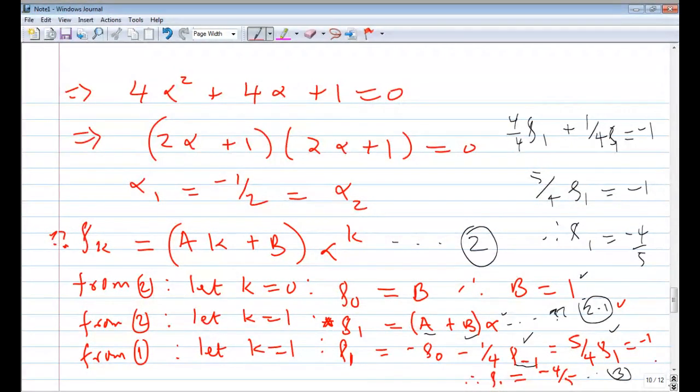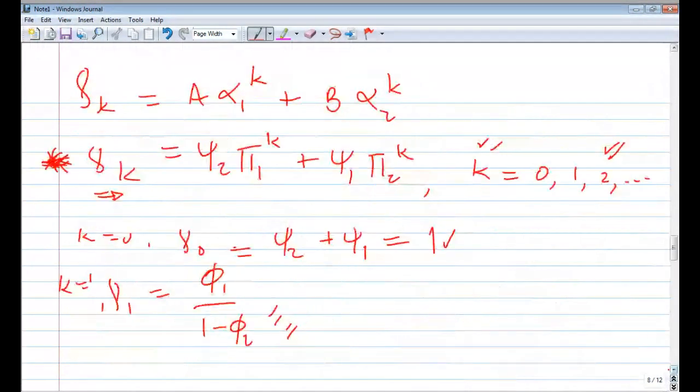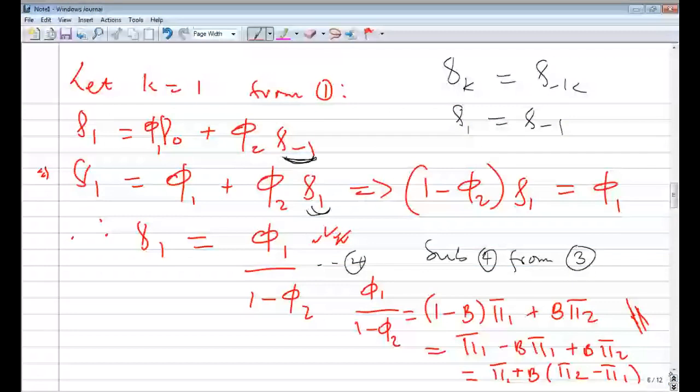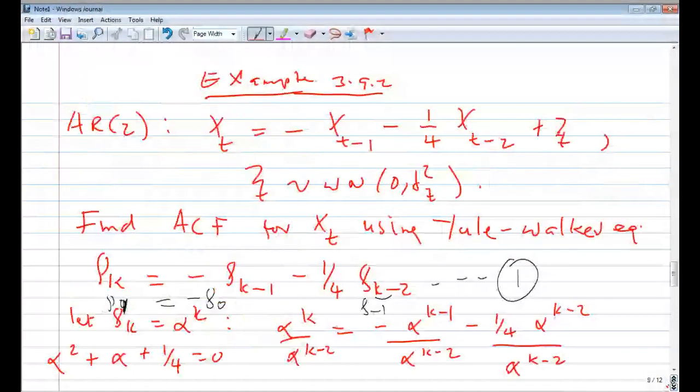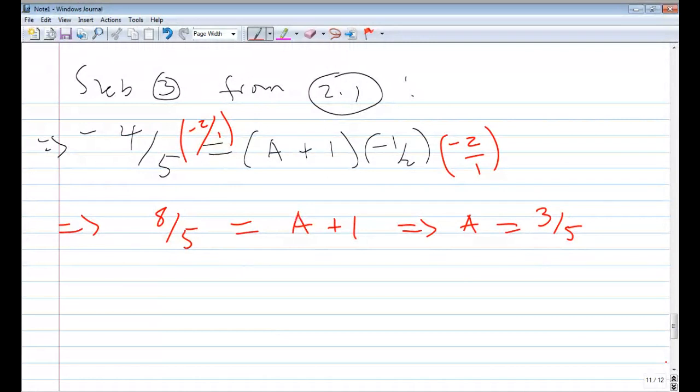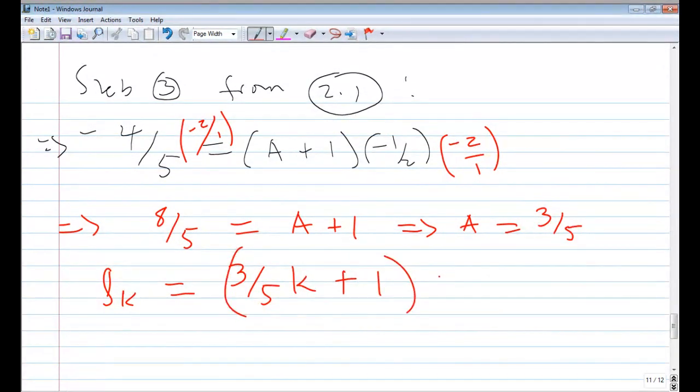Okay. So now you're going to get what? Our time is up. Okay. So now row K is equal to A, which is 3 over 5, to the power K, plus B, which is 1, multiplied by alpha, which is minus half. This is the expression for K equal to 0, 1, 2, and so on. Okay, now we are done. This is what we have been looking for.